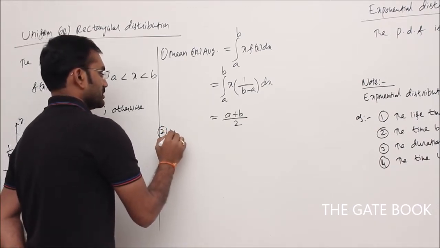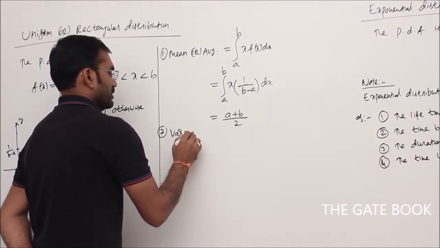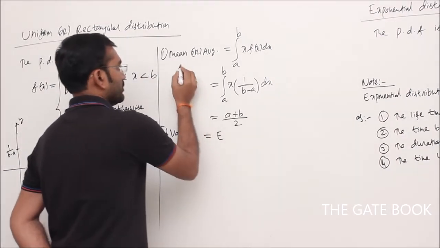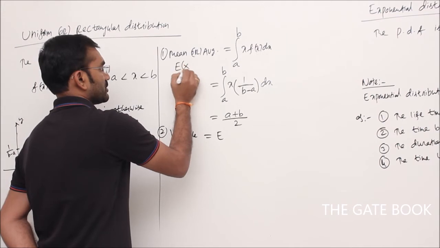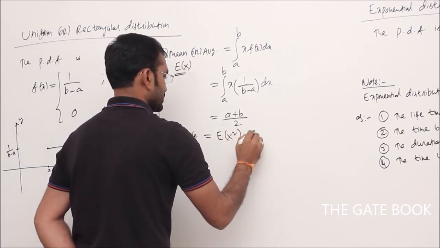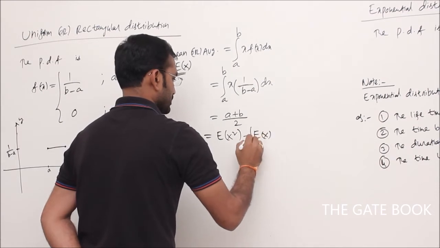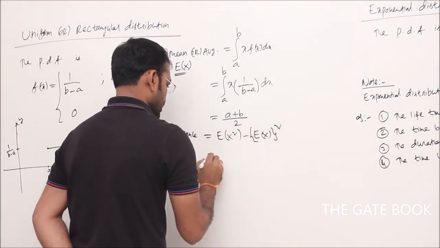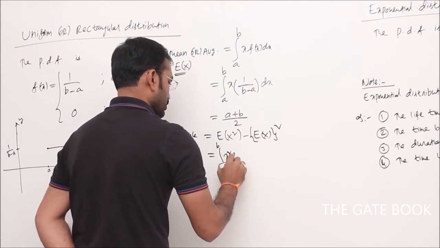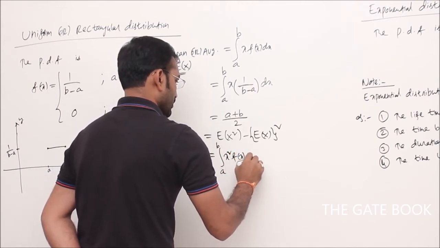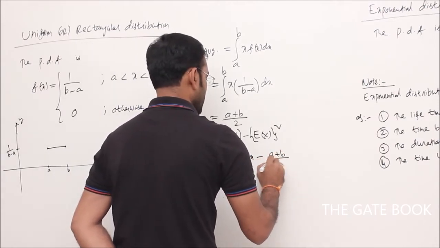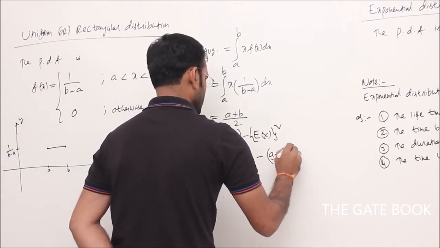Next, variance. We know that mean is expectation of x. Variance is expectation of x square minus expectation of x whole square. That is equal to integral a to b x square into f of x dx minus mean whole square. Already we found the mean value, mean is a plus b by 2, whole square.